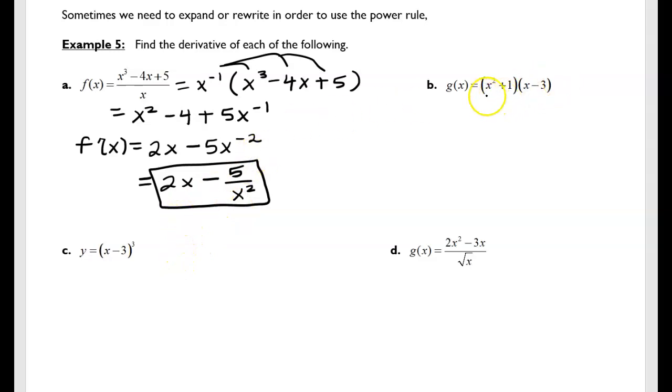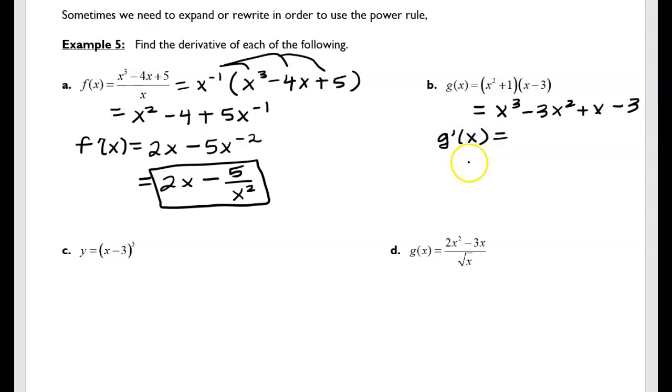In part B, we have a product of two sets of terms, and so what I will want to do in that case is expand. So essentially I'm just foiling here. So expand it first. I have x cubed minus 3x squared plus x minus 3. Once I've expanded, I'm now in the form to take the derivative.